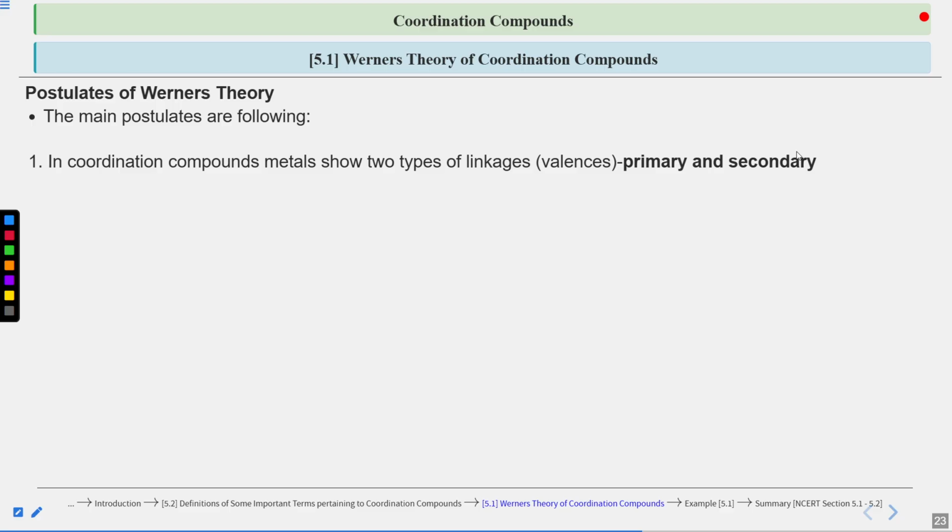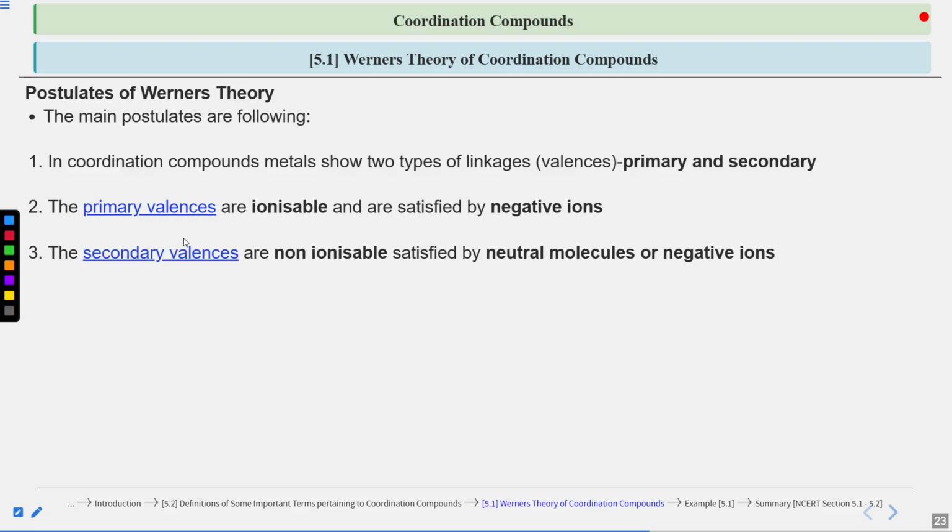So in coordination compound formation, the central metal atom or ion shows two types of linkage: first primary and then secondary. The primary valences are ionizable and they are satisfied by negative ions. So the primary valence of a metal in the coordination compound is ionizable and is satisfied only by negative ions. Meanwhile, the secondary valences are non-ionizable and they are satisfied by neutral molecules or negative ions.